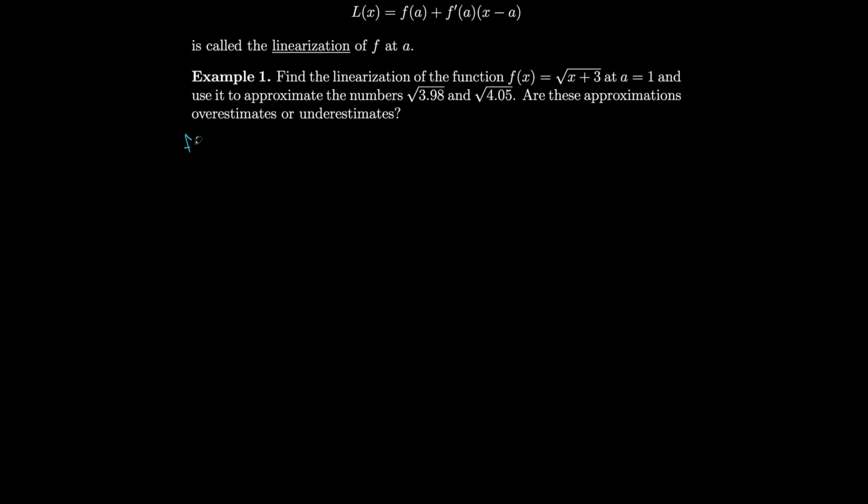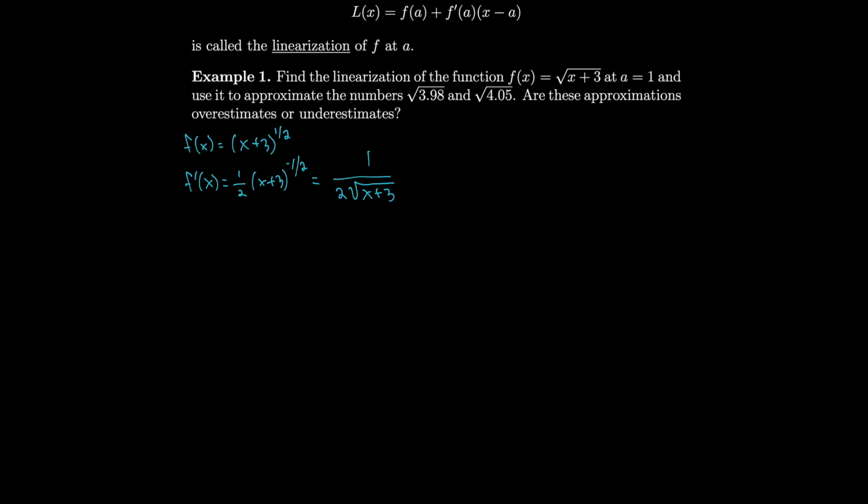So we're given that f of x is x plus 3 to the 1/2. That's square root of x plus 3. That means that the derivative can be taken using the chain rule. So we put the half out in front, keep our x plus 3, reduce this to minus 1/2. And that's the same as 1 over 2 radical x plus 3.